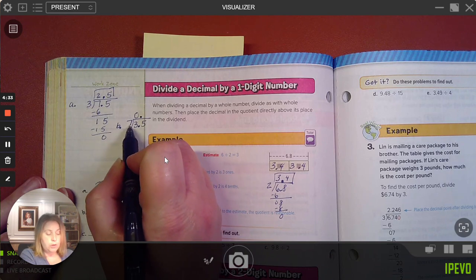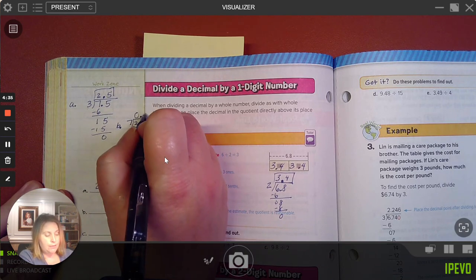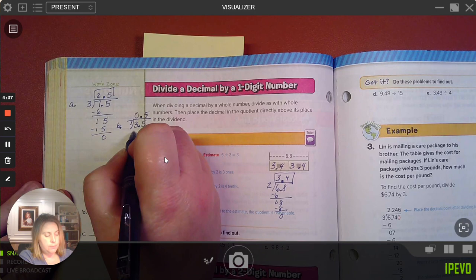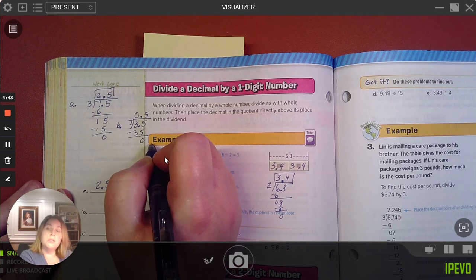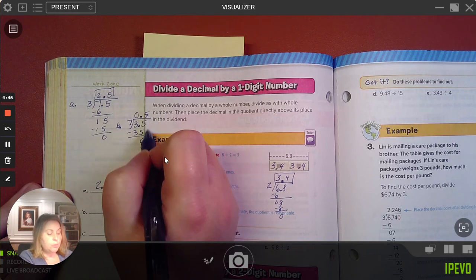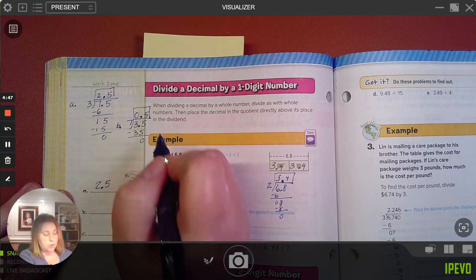Then does 7 go into 35? Yes, it does. It goes in 5 times. 5 times 7 is 35. And then we have 0 as a remainder, which is great. It goes in evenly, and we don't have any other numbers to bring down. So our answer is just 0.5.